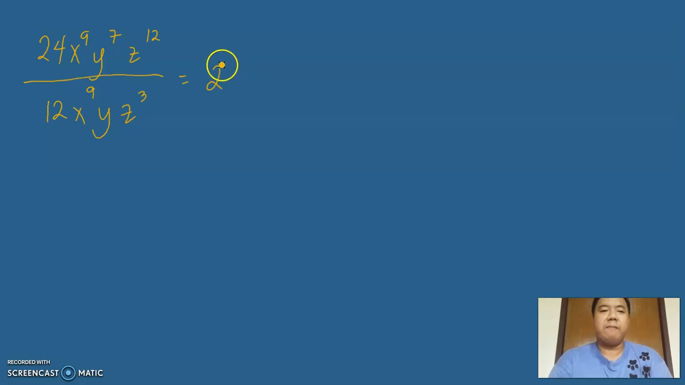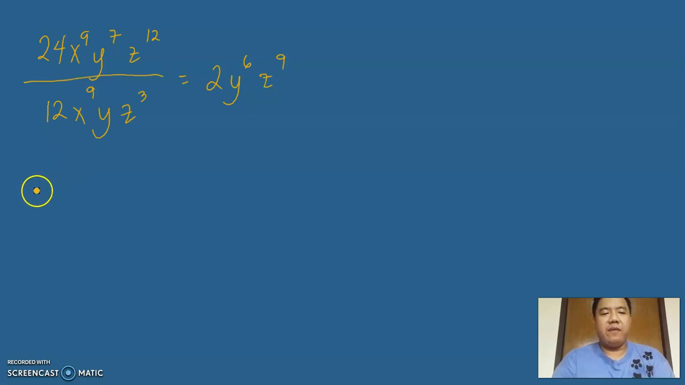So that is, we can just cancel out x raised to 9. So y raised to 7 divided by y is y raised to 6. And then z raised to 12 divided by z raised to 3. It's z raised to 9. Very good. So that will be our answer.